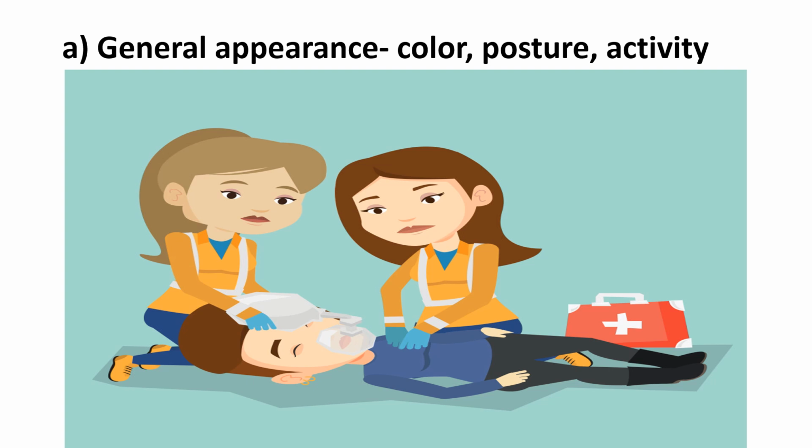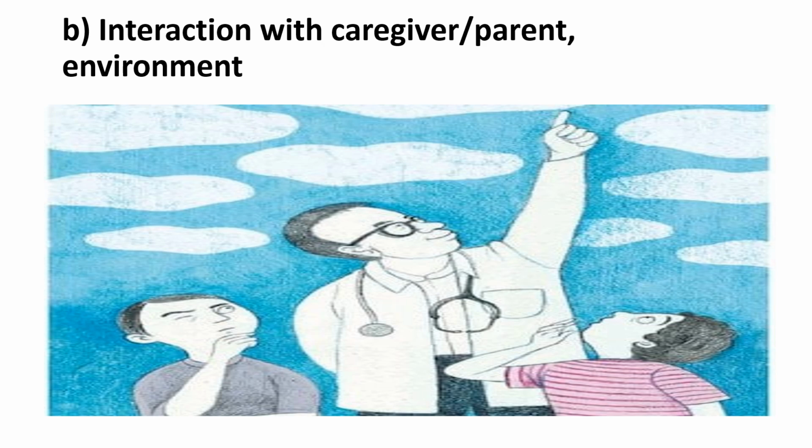For skin color, you assess the color and the perfusion. The indicators include the pallor, mottling, and even cyanosis. Also note the child's interaction with the caregiver or the parent or even the environment. This will enable you to know if the child is unconscious, conscious, or even obtunded, and this will guide you in your management.